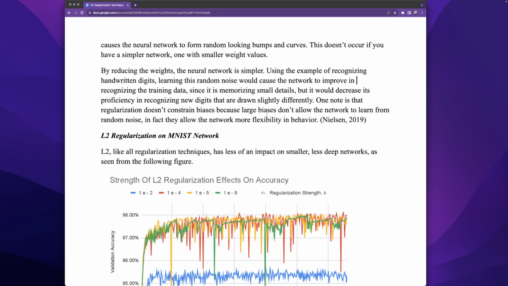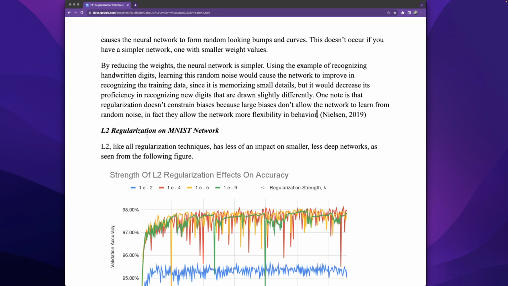Another note is that regularization doesn't constrain biases, because the biases allow the network to learn from random noise. So they can be as big as they want or as negative as they want. It'll affect it positively if they're large because they allow more flexibility in behavior, and they just allow interesting behavior.